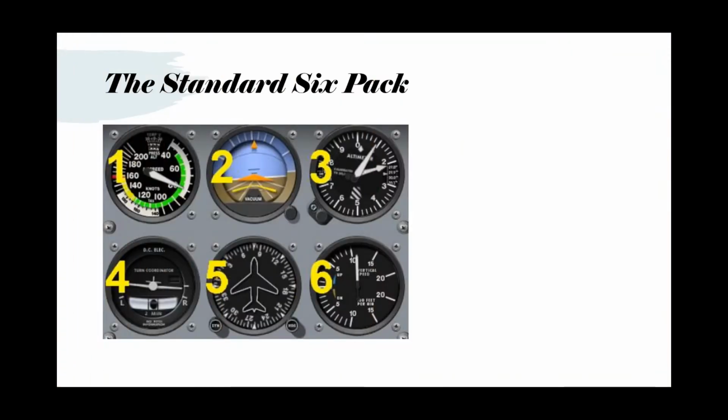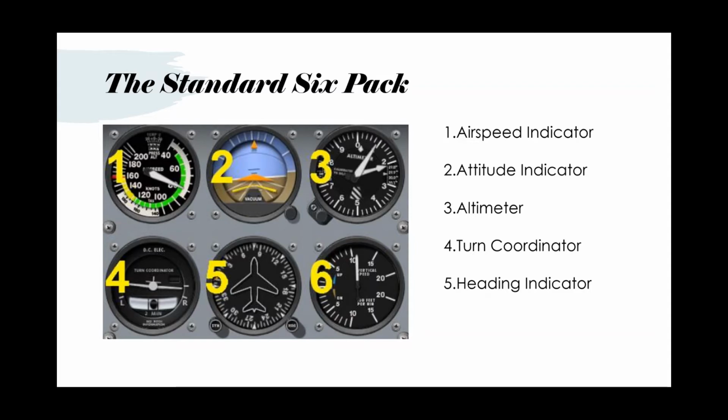This is your standard six-pack you would see in an aircraft. From 1 through 6, you have the airspeed indicator, attitude indicator, altimeter, turn coordinator, heading indicator, and vertical speed indicator.